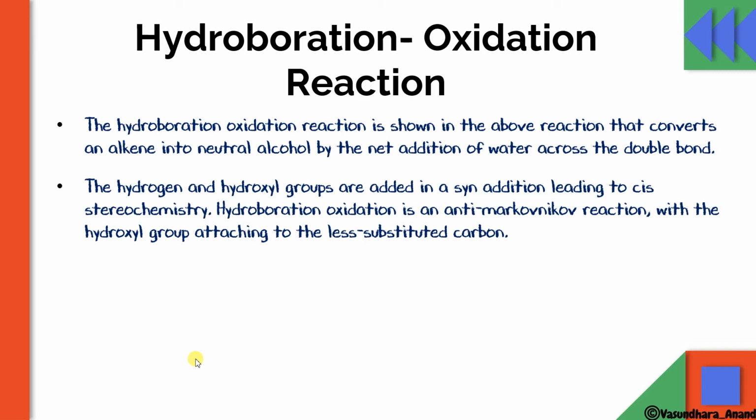What was happening there? In that oxymercuration, anti addition was happening. From where the mercurial compound was attached, the OH group from water was reacting from the opposite side. But in this case, it will attack on the same side, cis formation.